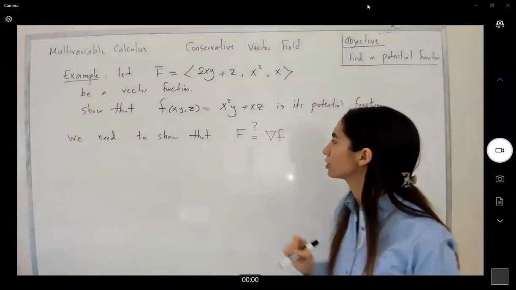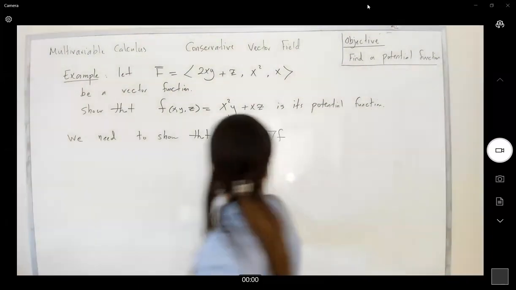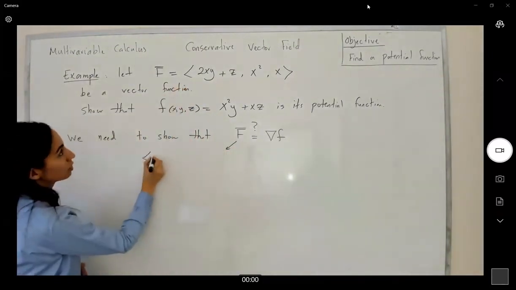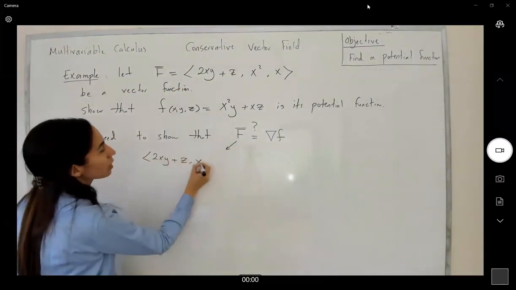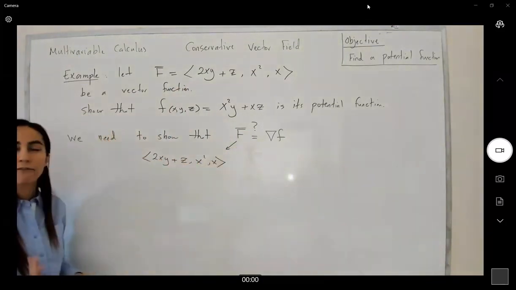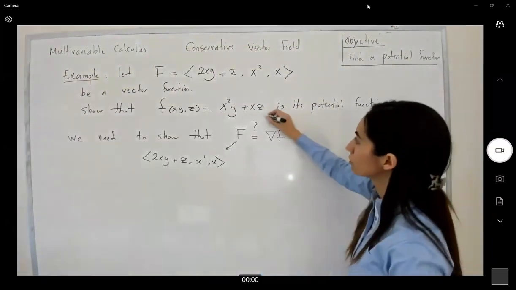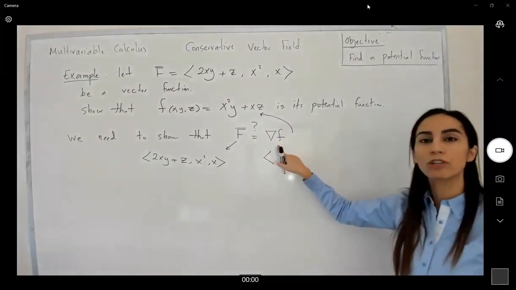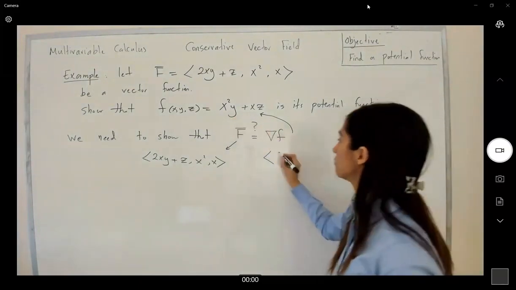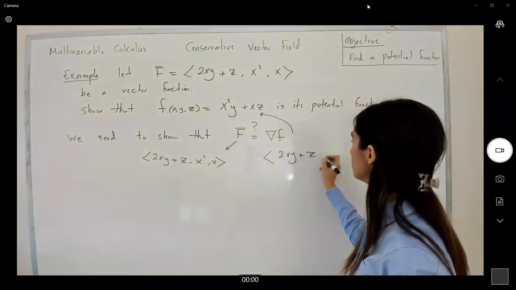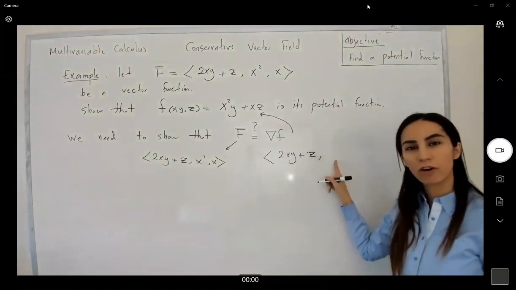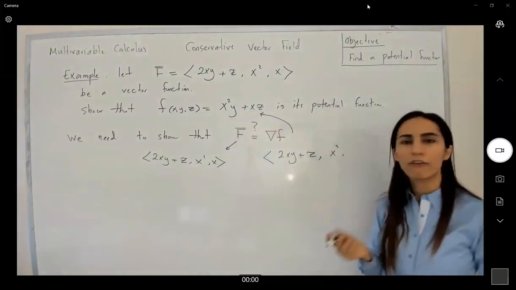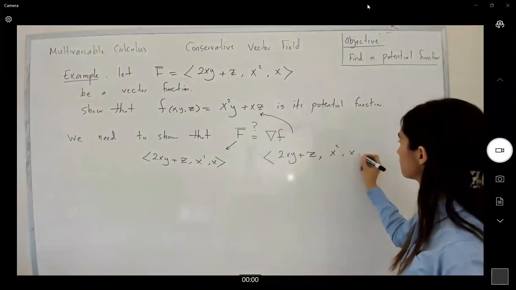So let's put a question mark here between the left-hand side and the right-hand side. On the left-hand side, you just copy down your vector function. This is defined as 2xy plus z, x squared, and x. On the right-hand side, we have to form the gradient of this function. Remember that the gradient is taking the partial derivative of f with respect to x. We get 2xy plus z, comma. Take the partial derivative of f with respect to y, which gives you x squared, and the partial derivative of f with respect to z, which is equal to x.